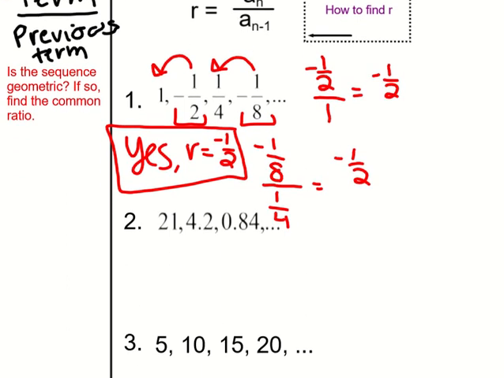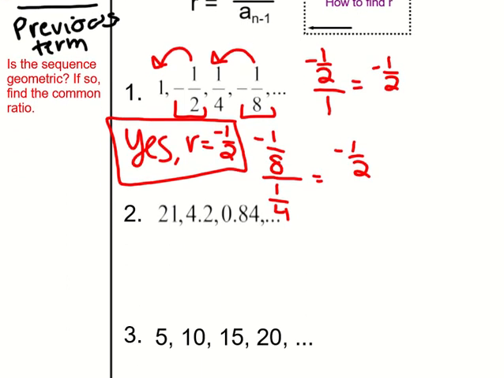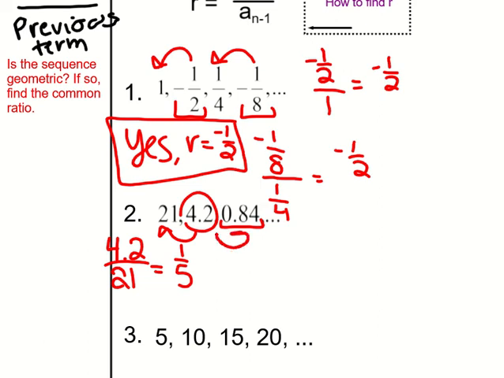This next example, we have 21, 4.2, and 0.84. I'm going to start with 4.2, and I'm going to divide that by 21, which is going to give me 1/5. Now, I'm going to make sure this is a common ratio, so I'm going to take 0.84, divide that by 4.2, and that is, in fact, 1/5. So this is, yes, a geometric sequence, and my r is 1/5.